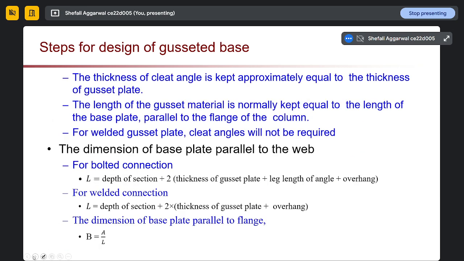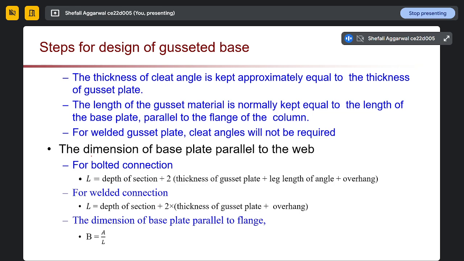Next thing is that the thickness of the cleat angle is kept approximately equal to the thickness of our gusset plate. The next consideration is that the length of our gusset material is normally kept equal to the length of the base plate parallel to the flange of the column. For a welded gusset plate, cleat angles will not be required, as we have seen in the design considerations itself, that when we are providing a welded gusset plate, our cleat angles are not required.